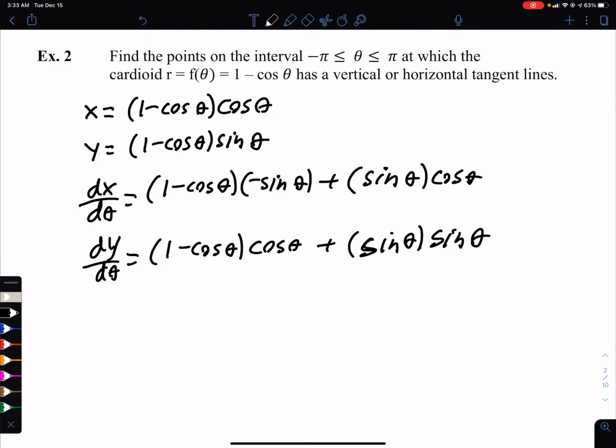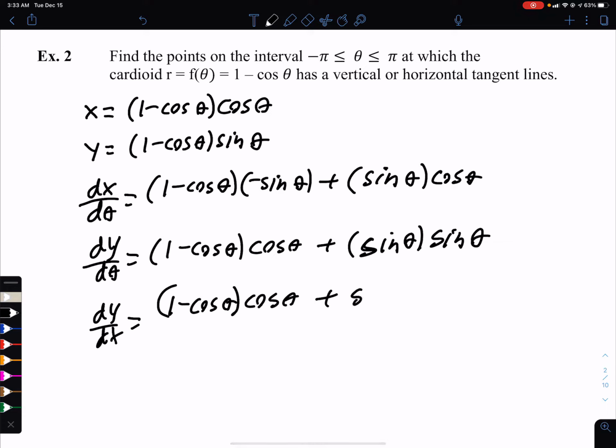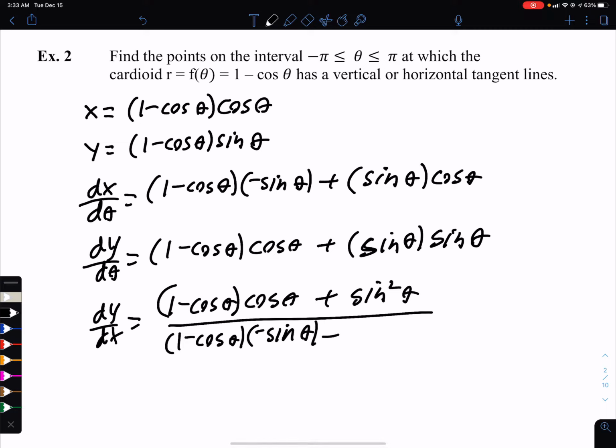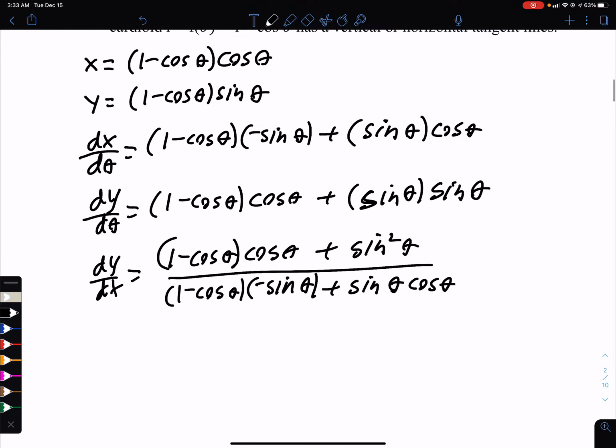All right, so now dy dx will be the top one. And this will be sine squared over the bottom, which is dx dt, which will be 1 minus cos theta minus sine theta plus sine theta cosine theta. Okay, we're good here. So this is dy dx.